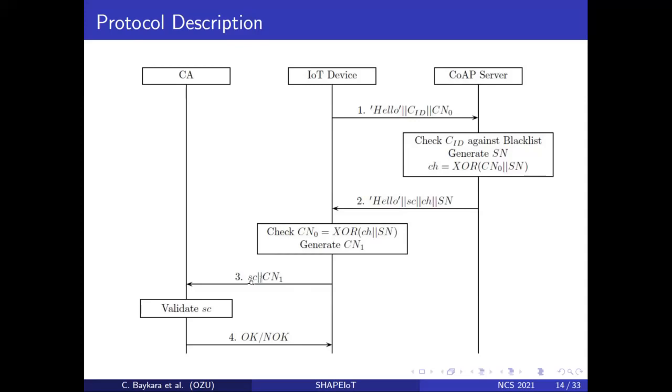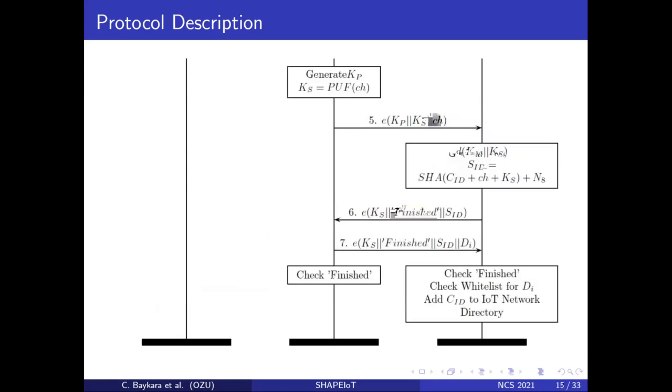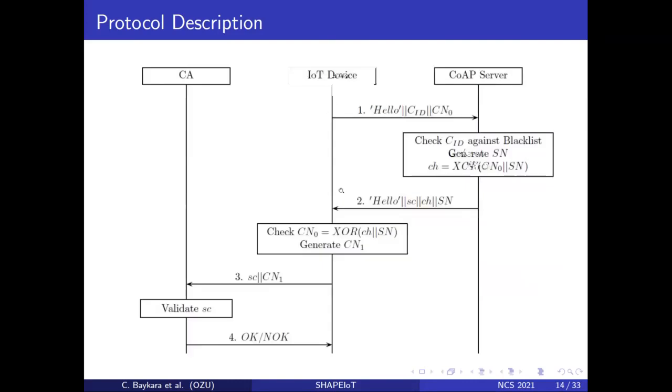Moving on, the client sends the certificate of the server to the certificate authority for validation. The CA validates the certificate and returns an OK or a not OK message. Not OK meaning that the server cannot be trusted, and an OK means that yes, this is the real server. And if the IoT device receives an OK message, then the protocol continues to its second phase, where now the IoT device will generate the session key, which will be used in the session, using its physical unclonable function. And its input is the challenge sent by the server in the second message here.